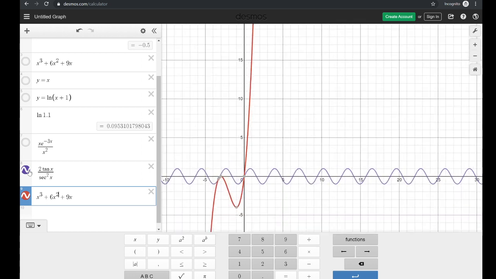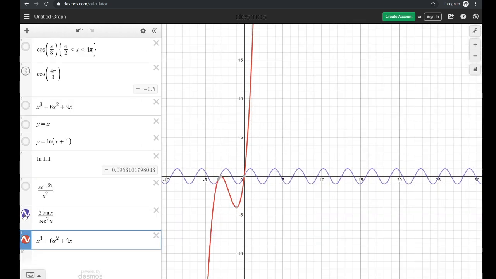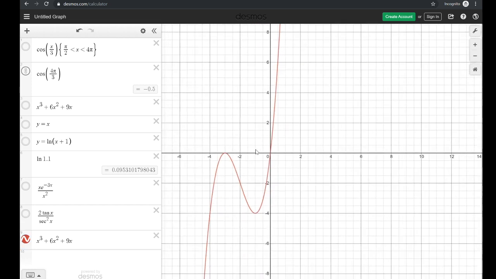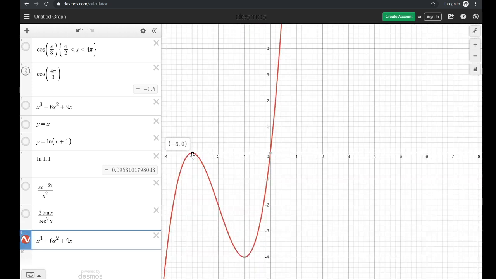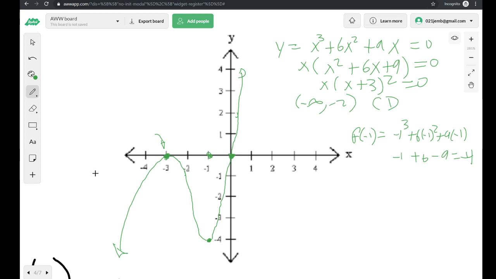So that's going to be the function. And we know that the multiplicity of 2 comes here because it just bounces off. And then we have a relative minimum over here. So that's going to be question 5. Now let's move on to question 6.